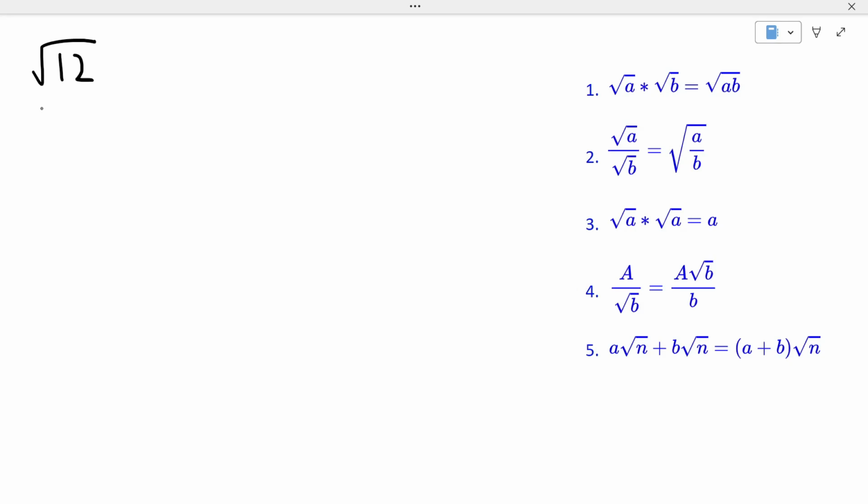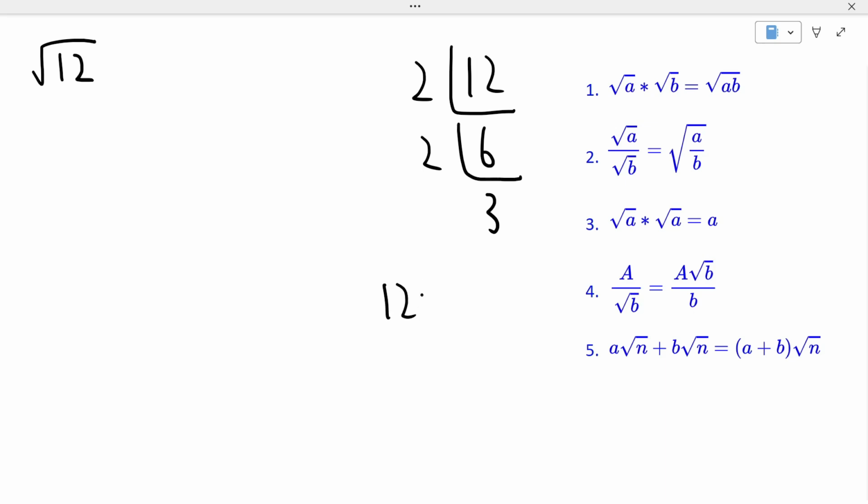So let's do a few more examples for rewriting square roots in simplest form. Let's try to simplify the square root of 12. The first thing to do is to do the prime factorization of the number inside the square root to see if it's already in simplest form. 12 is divisible by 2, so if we divide 12 by 2, we end up with 6. And 6 is also divisible by 2, and if we divide 6 by 2, we end up with 3. 3 is a prime number, so we can't factor this any further. So the prime factorization of 12 is 2 times 2 times 3.